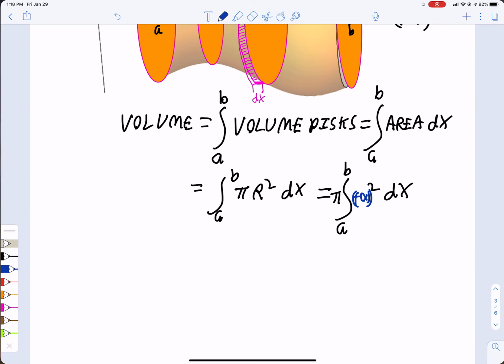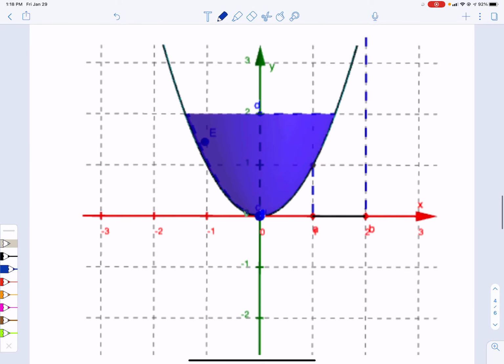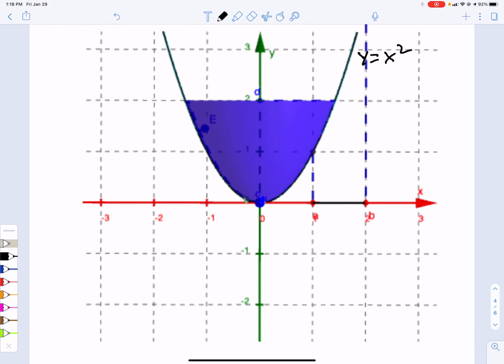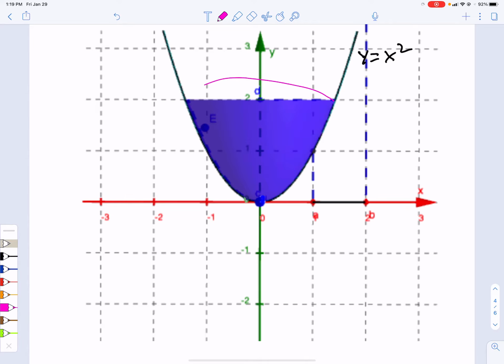So let me go back to here. I'll give you the equation. This is y equals x squared. And I don't know if you can see it. Let's do it in this color. This produces disks like this. Well, let's try it again. Disks like this. Let's try it again. Disks. There we go. Mucho better.